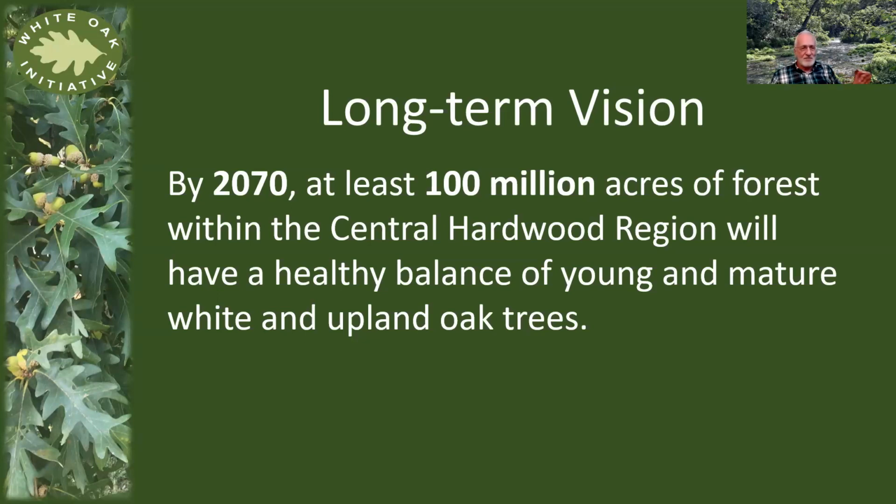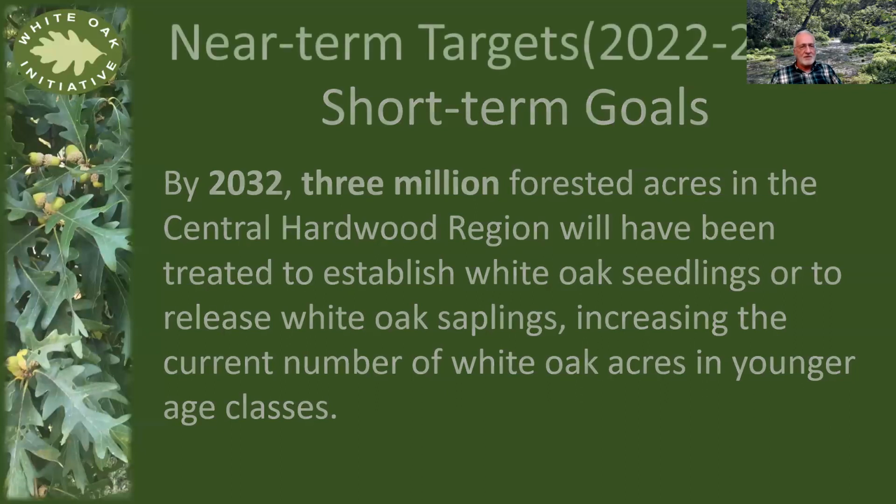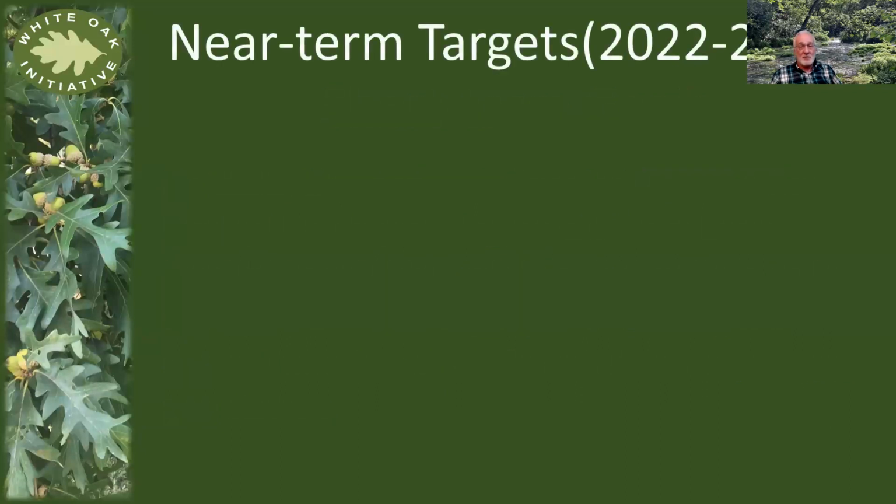Now that's far out. Let's bring this home a little bit. They're saying by 2032 we're going to have 3 million acres treated to establish white oak seedlings or to release those saplings that are there, increasing the current number of white oak acres in those younger age classes. Even closer, so near-term targets, and golly, 2024 when this was put out.